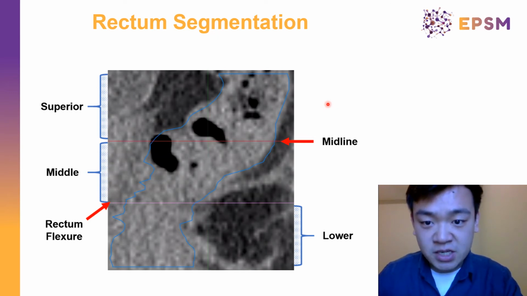In this study, the rectum was first segmented into the cranial half and the caudal half of the rectum, according to the position of the rectum flexure over here. And then the cranial half of the rectum was divided into the superior and middle part of the rectum according to the position of the midline over here. And the resulting structures were named the superior, middle, and lower part of the rectum.